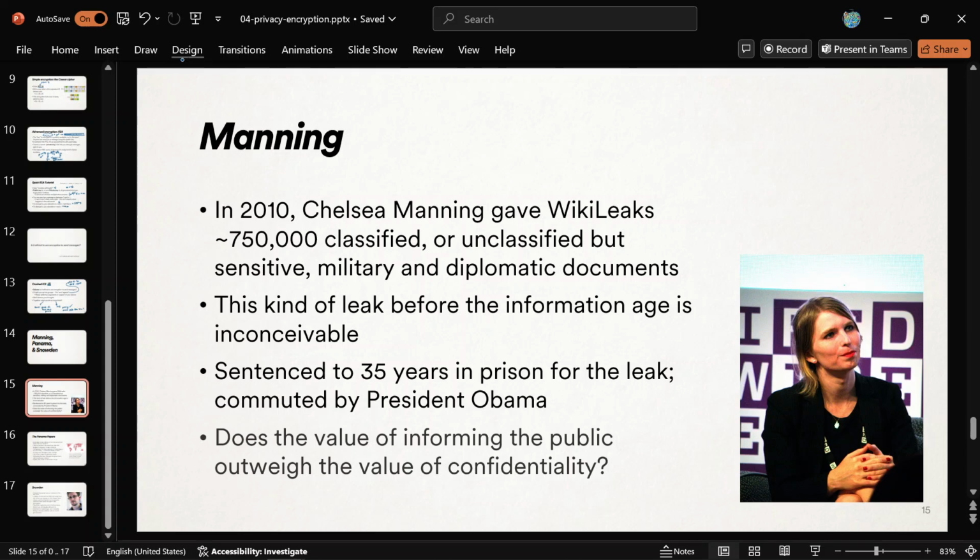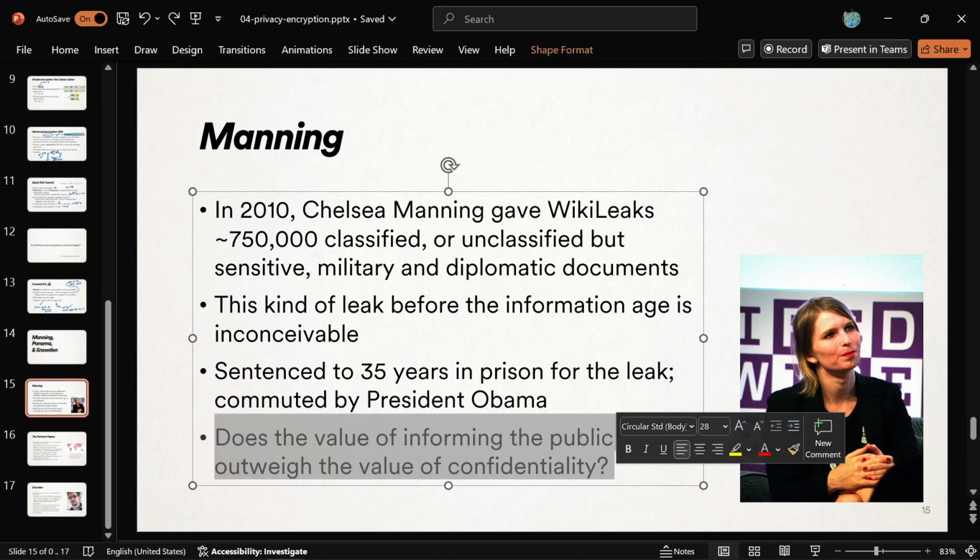Okay, so she broke the law, and she was sentenced to 35 years in prison for doing that. All right, but President Obama commuted the sentence, so she's free now. But she still broke the law by releasing those classified documents, even though she thought it was right. Okay, so that's our ethical question now.